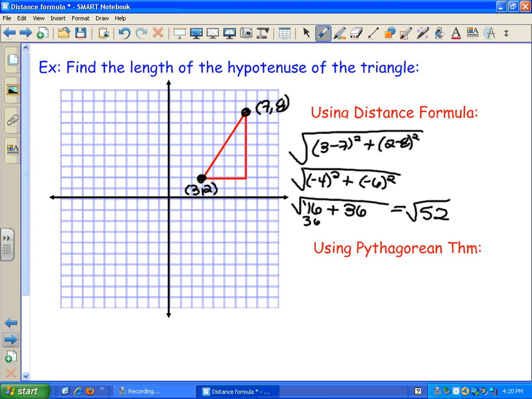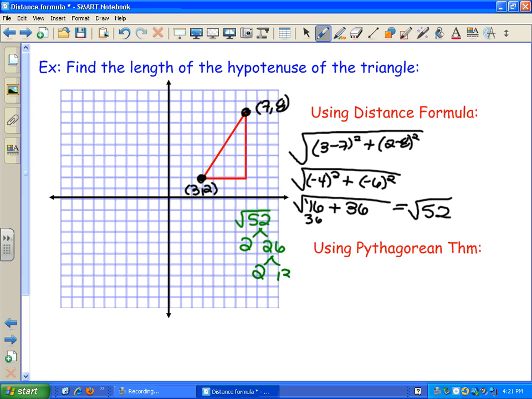Now I don't want it as a decimal, but I could go ahead and try to break down the square root of 52. Right? If I took 52 and I tried to break it down, I could go 2 and 26, 2 and 13. Well, they're all prime numbers now, so I circle my pairs. 2 times 2 is the square root of 4. Square root of 13 stays in a radical. Square root of 4 is 2. 13 is going to stay inside the square root, so it's actually 2 square roots of 13.